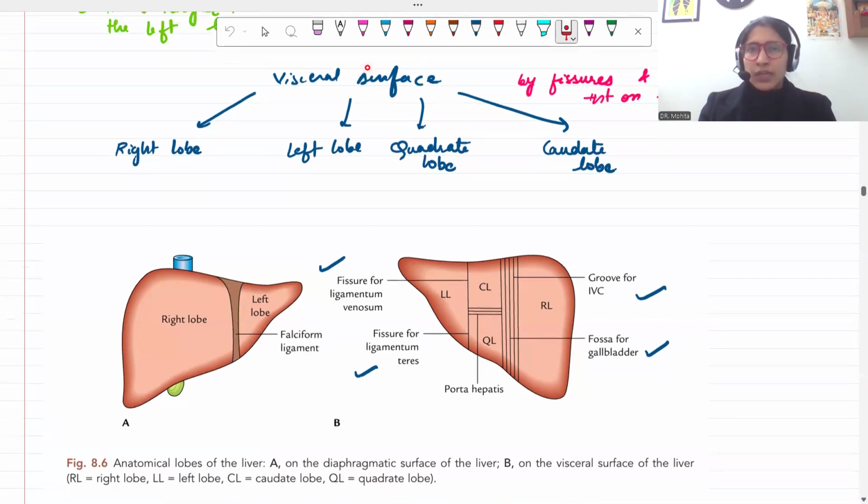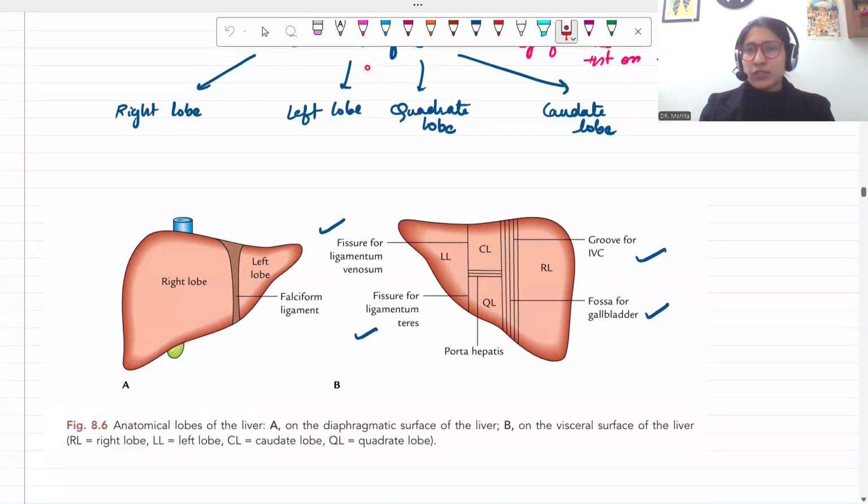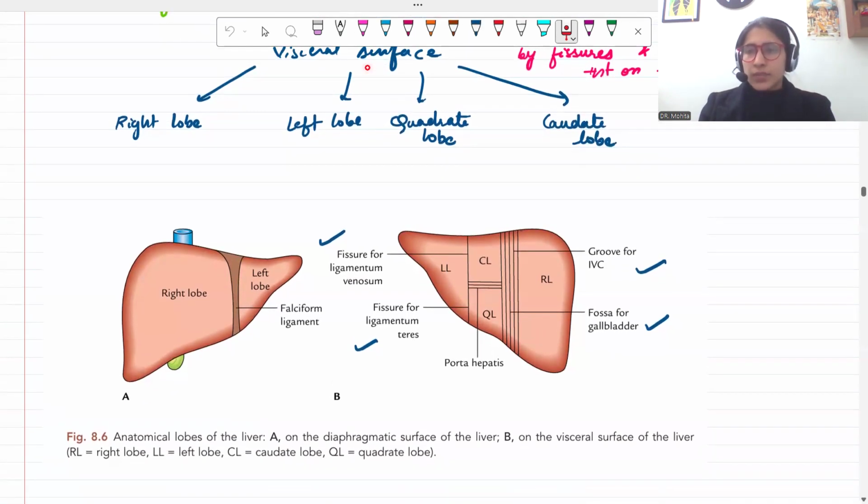ठीक है। But if we reach the visceral surface or even the posterior surface, we have four lobes, four anatomical divisions still। ध्यान से देखना। Here we have the groove for inferior vena cava. On the inferior surface we have the fossa for gallbladder.